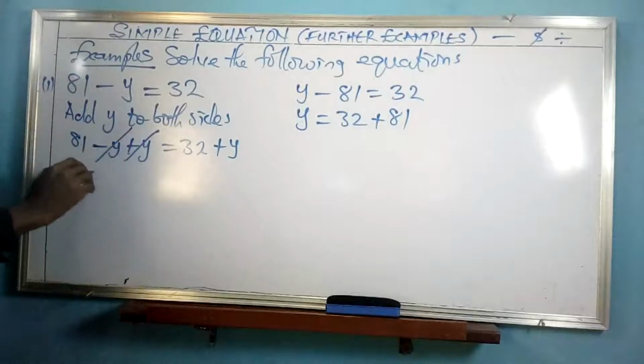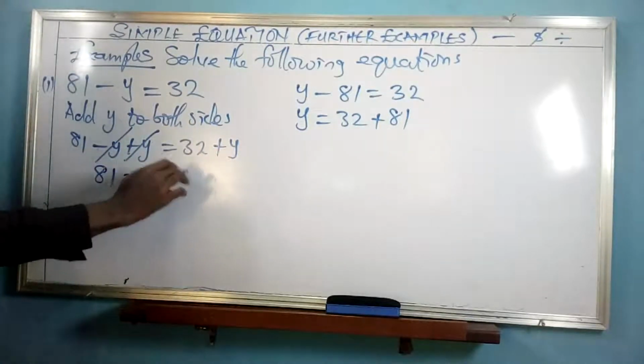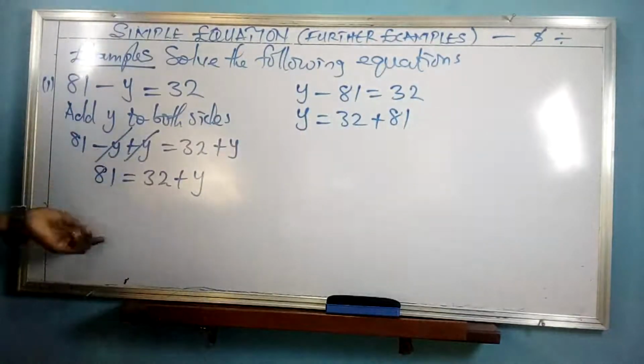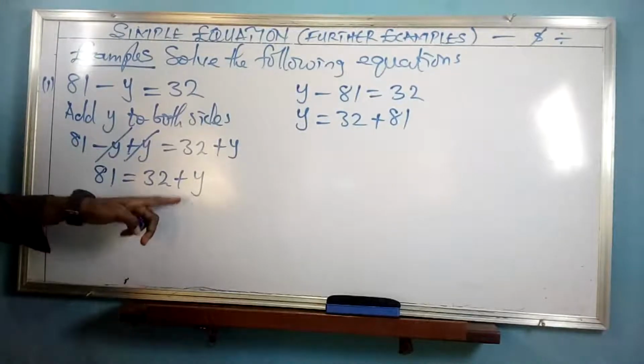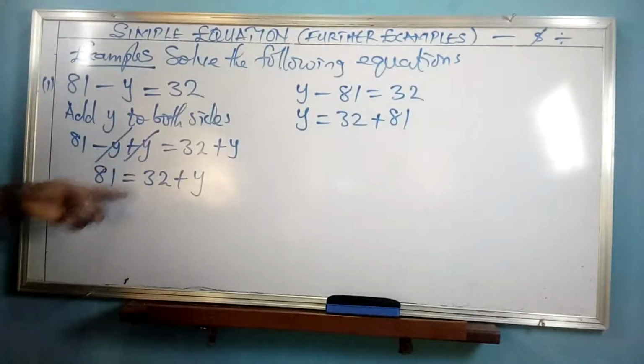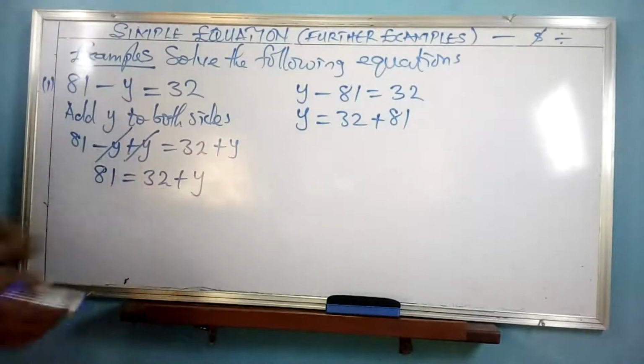So now, let me write the equation that we have now. We have 81 equals 32 plus y. Do you now see something like the positive aspect now? Our unknown is now carrying positive. Our unknown is carrying positive now, and 32 carries positive as well, and we have 81 in front here. Do we get that? You can also write this one like this.